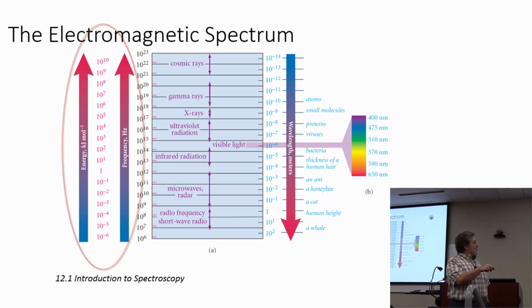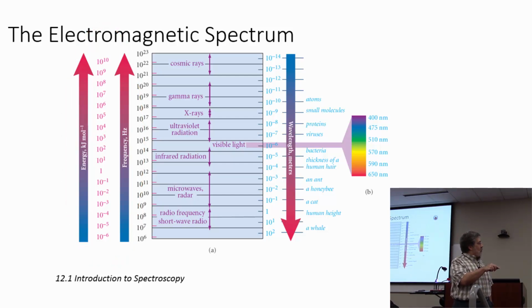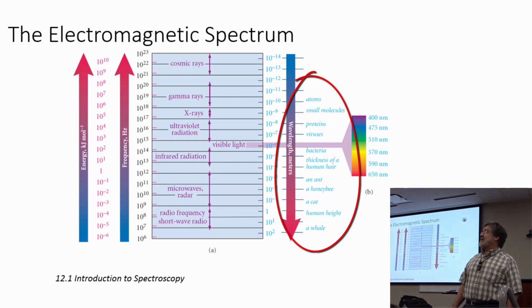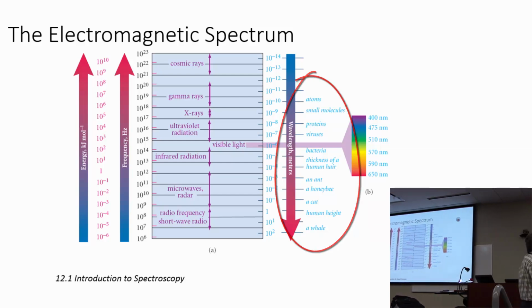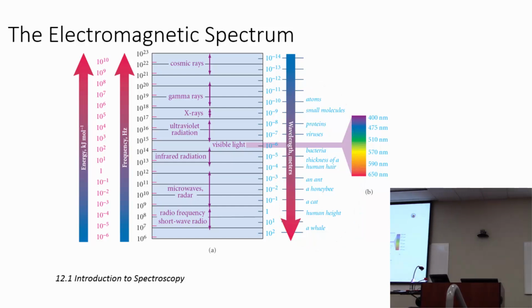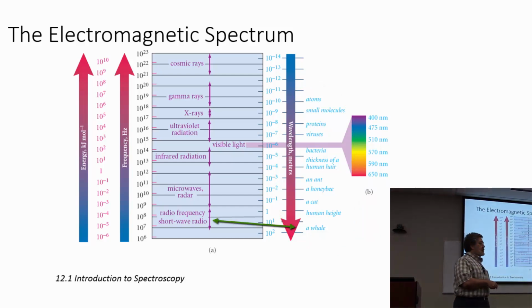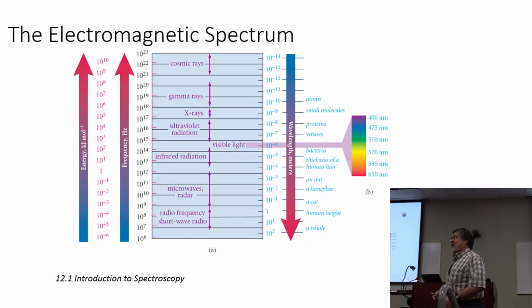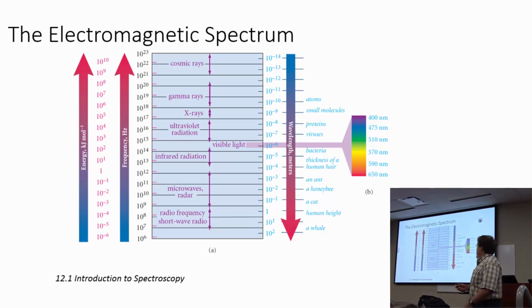The fun thing about this one is what's over here in the far right column. They're physical objects that are approximately the same size as that wavelength. Radio waves, about the same size as a whale. And then human height, a cat. That's kind of nice, kind of a fun thing.